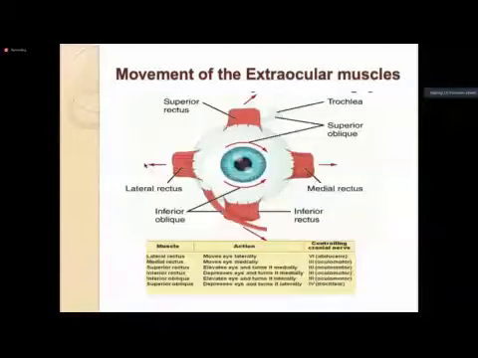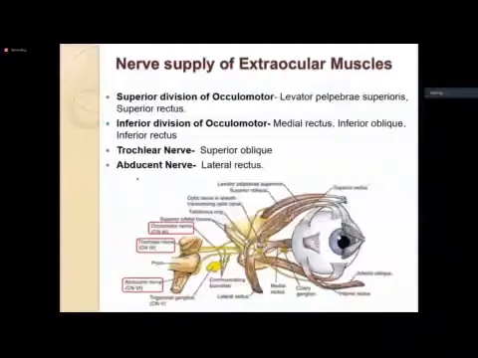Now what is important is where the nerve supply comes from. I think you used to remember it by the name SO4 LR6. SO4 LR6: the superior oblique is supplied by the fourth cranial nerve, which is the trochlear nerve, and LR6 is the lateral rectus, which is supplied by the abducent nerve. Then all other muscles of the eye are supplied by the oculomotor nerve.